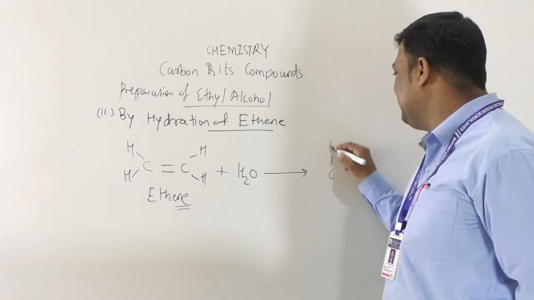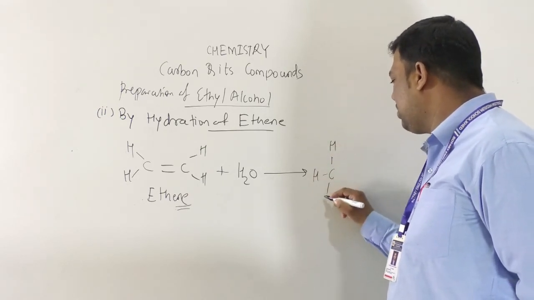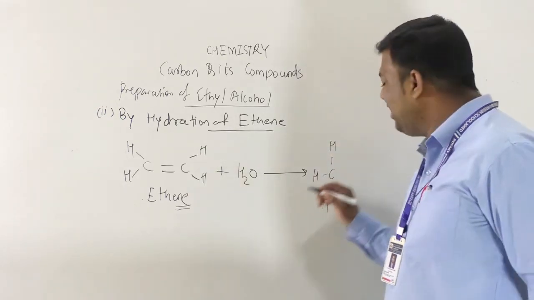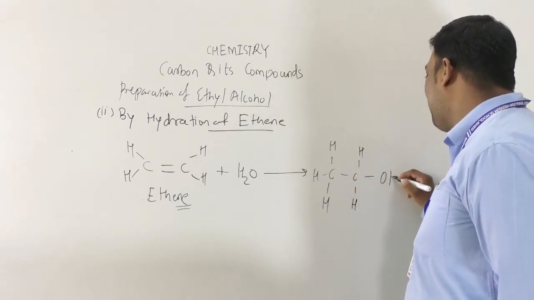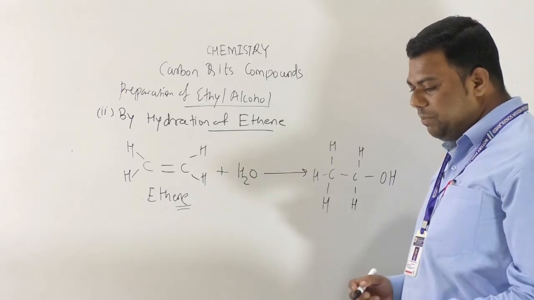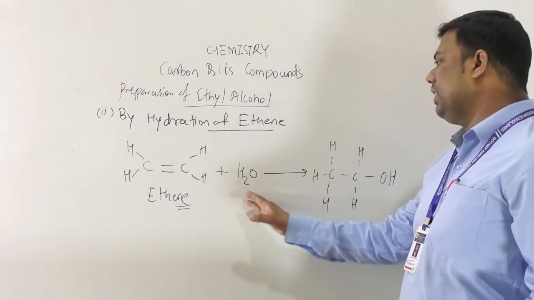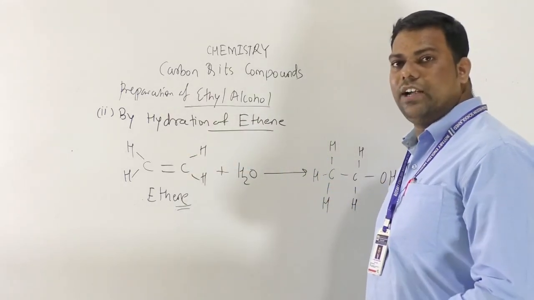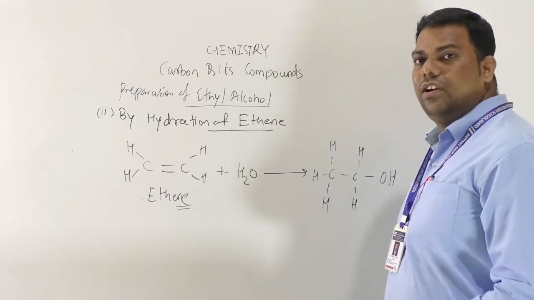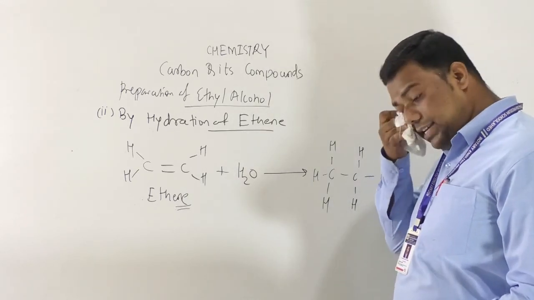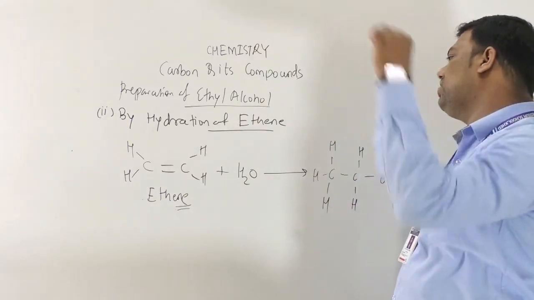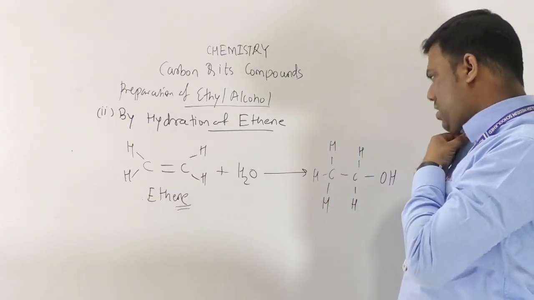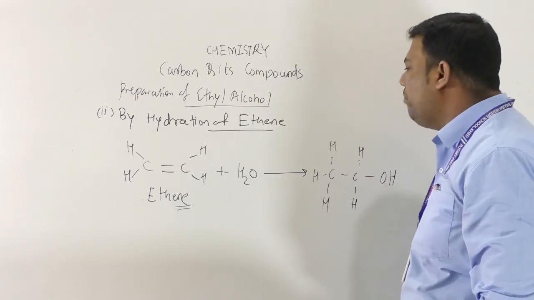Yes, like this, CH3. Yes, CH3. Then what, beta? CH2 and what? OH. It means the complete addition of that H2O on ethyl. So you will get what, beta? Yes, ethyl alcohol. So our reaction is also balanced here. Yes or no? Yes, our reaction is also balanced.